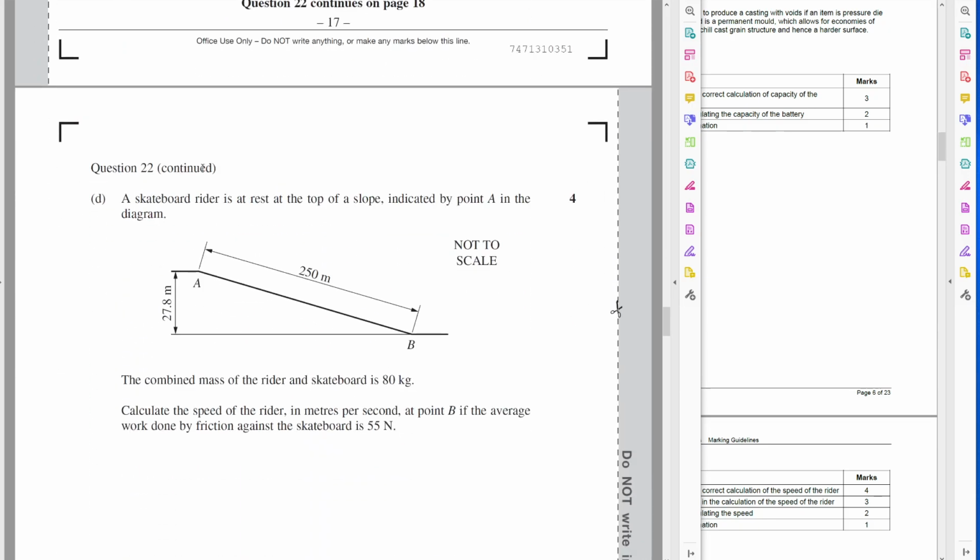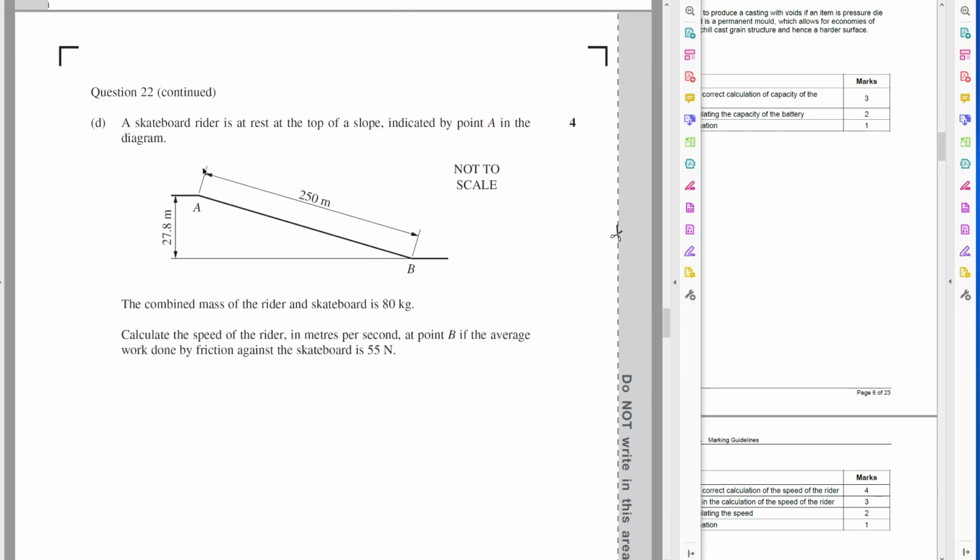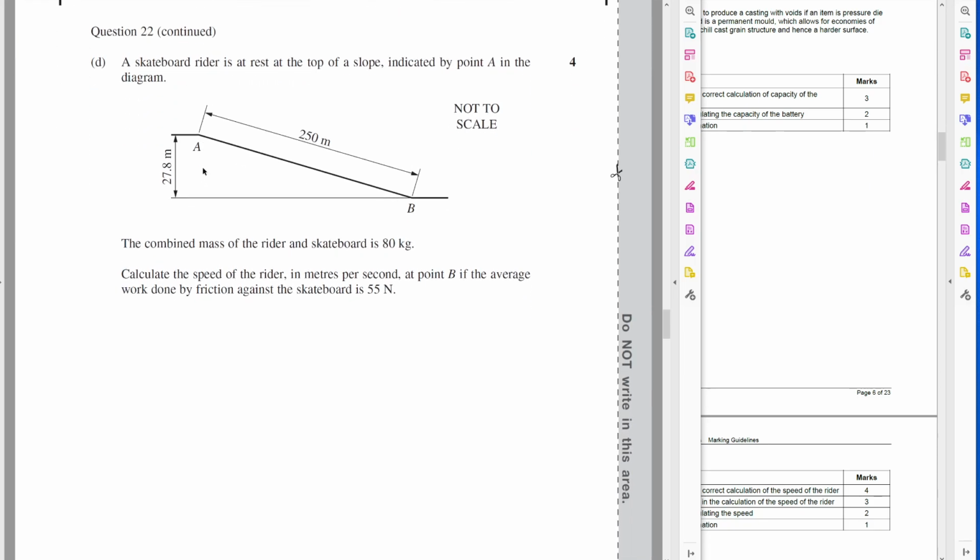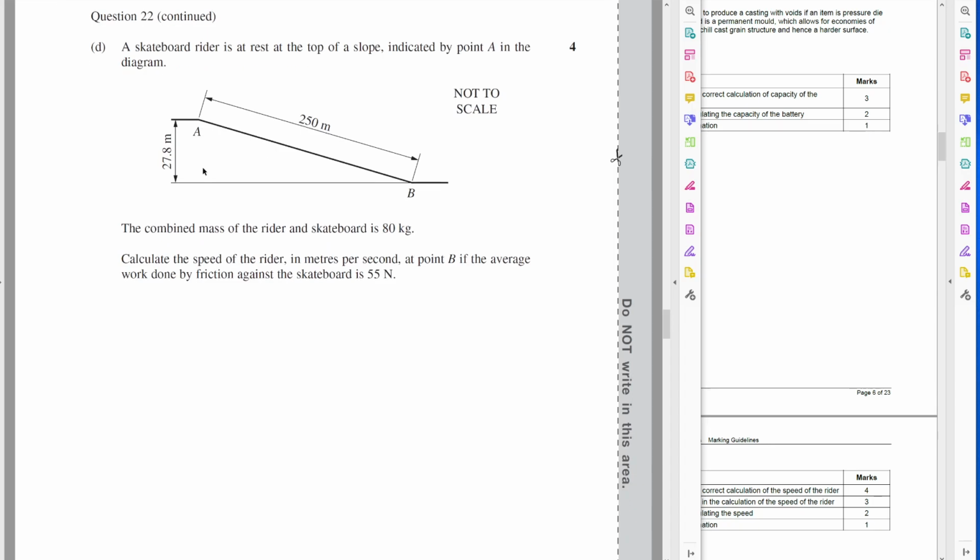Okay. A skateboarder is at rest at the top of a slope, indicated in the diagram. The combined mass of the rider and skateboard is 80 kilograms. Calculate the speed of the rider in meters per second at point B if the average work done by friction against the skateboard is 55 newtons. Now, this is a good question. I like this. I like that they've given us the height. They've stated it's not to scale, you shouldn't expect it to be, but they've given us the value, right?